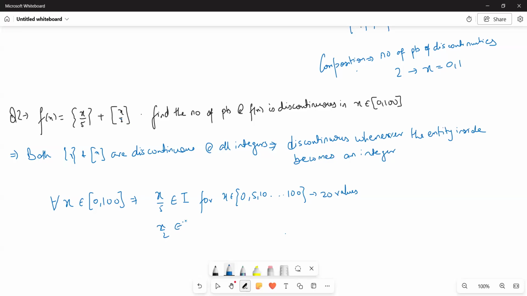And x by 2 will be an integer for x belonging to 0, 2, 4 going up till 100 as well, which will give us 50 values. Okay, now, but then in that case, will the answer be 70? That this is discontinuous at 70 points?